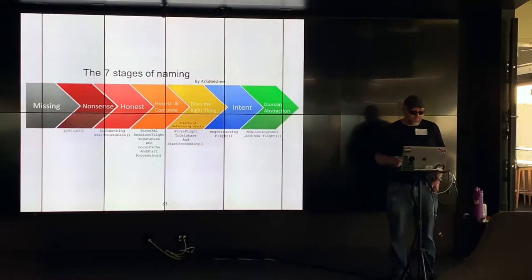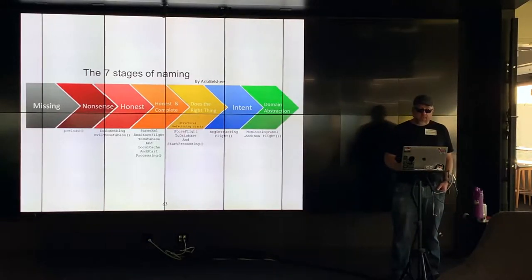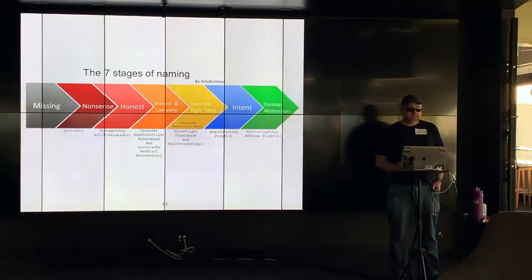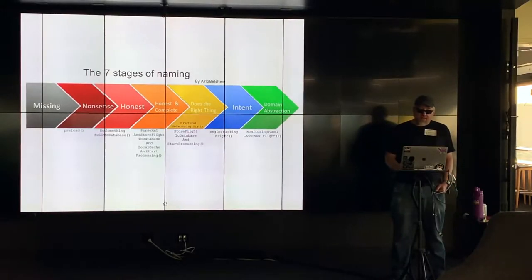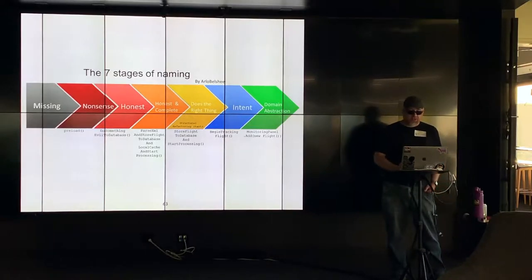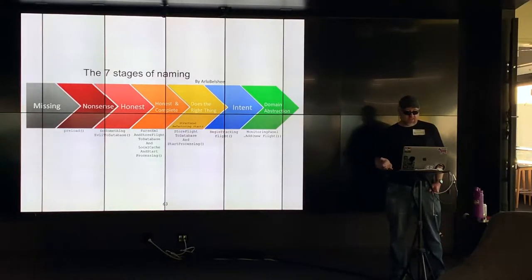The third stage, the pink one, is labeled honest, and the name under that is do something evil to database. His fourth stage is honest and complete, and the name under that reads parse XML and store flight to database and local cache and start processing. Fifth stage, does the right thing. The name here is store flight to database and local cache and start processing. There's nothing about parsing XML in there anymore.